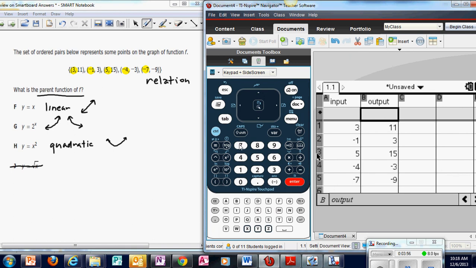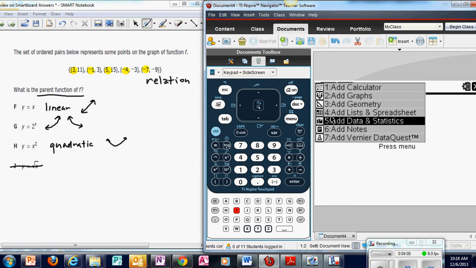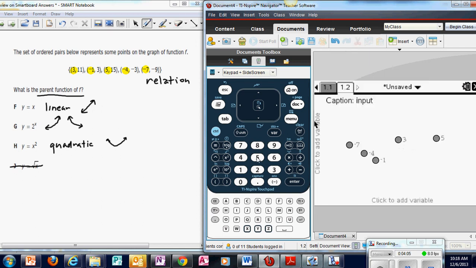So now I need that data and statistics sheet. So I'm going to insert, Control I, data and statistics, which is 5. You and your neighbor could have done everything exactly the same, but this page looks different for you. That doesn't mean anything. The calculator just throws those numbers out there. What you do next is when your pages should look exactly the same.